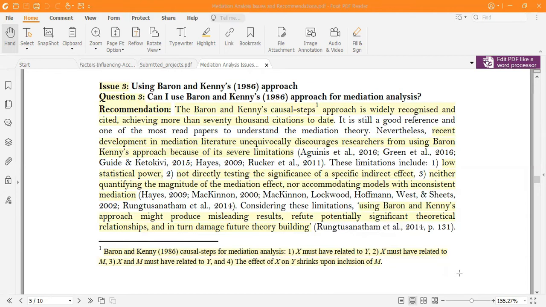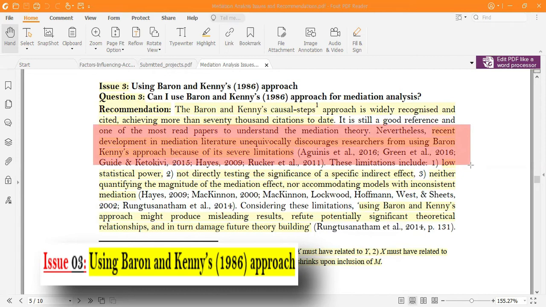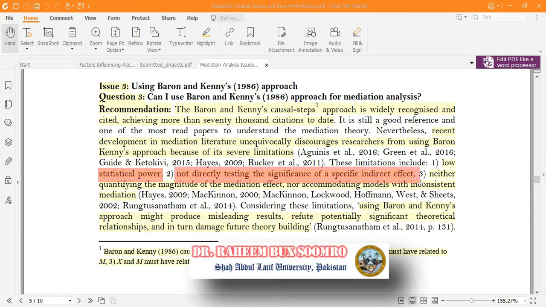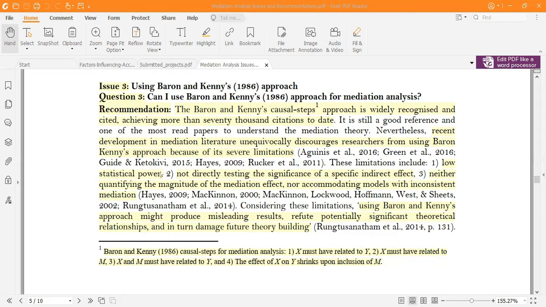So now what are the disadvantages of this approach? It is written here. Recent developments in the mediation literature unequivocally discourage researchers from using the Barron-Kenny approach because of severe limitations. So what are those limitations? Number one is low statistical power. The second is that it does not directly test the significance of the specific indirect effect, but always measures the combined effect. Neither does it quantify the magnitude of the mediation effect, nor accommodate models with inconsistent mediation. So these are some of the serious limitations. That's why it is suggested not to use the Barron-Kenny approach.